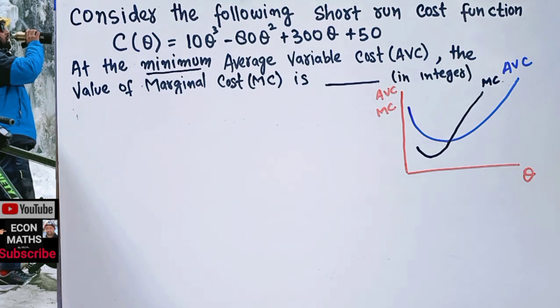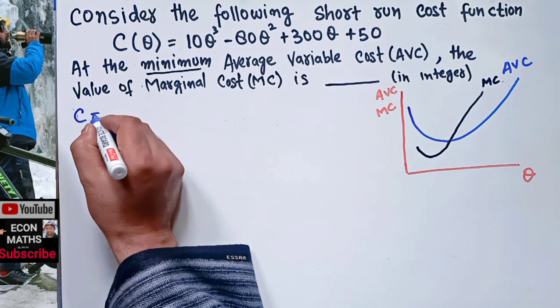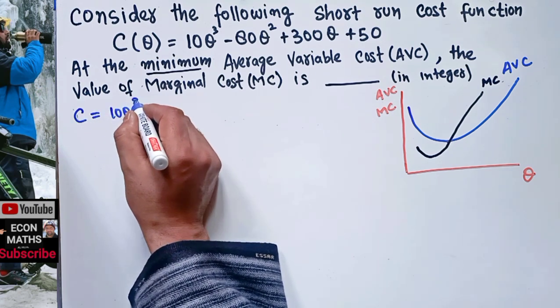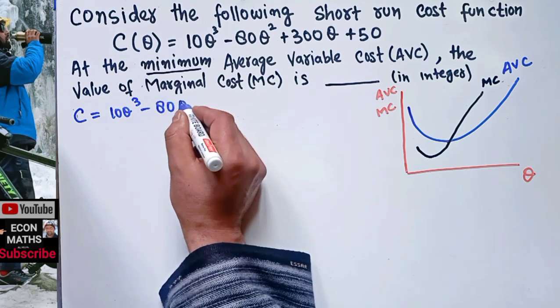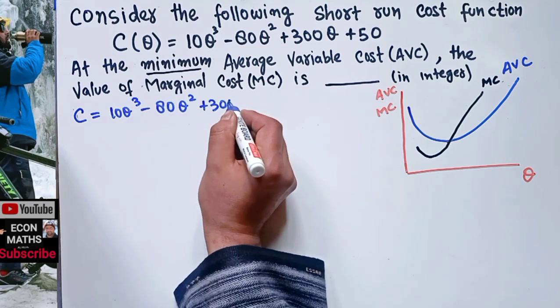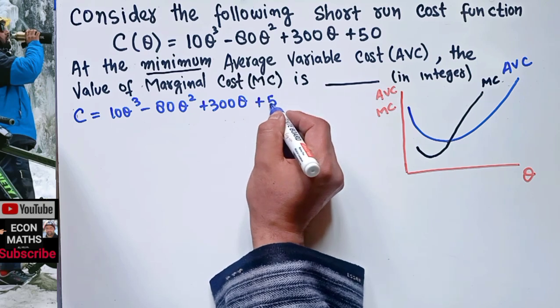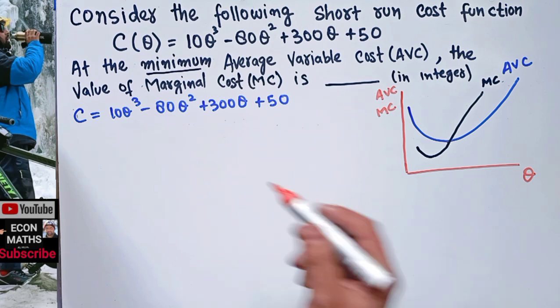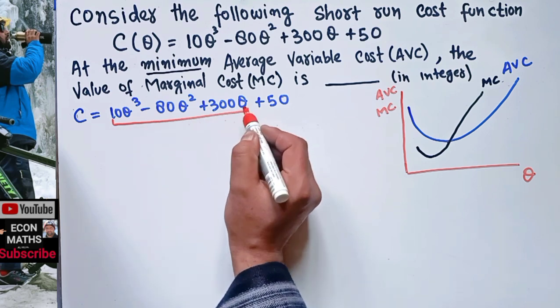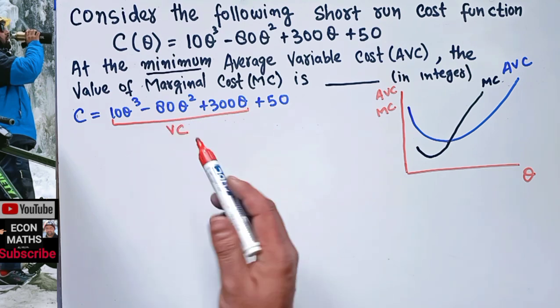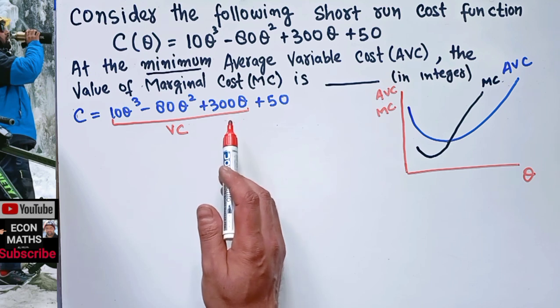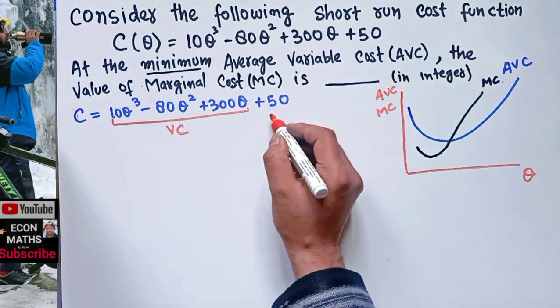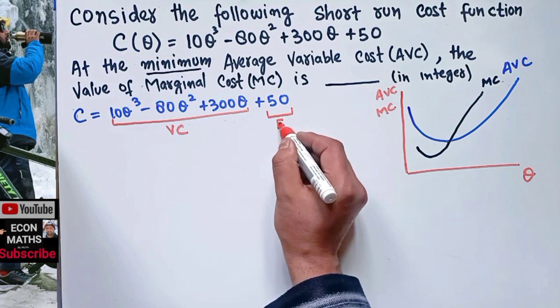Okay, let us see what we are being given. We are being given the cost function C is equal to 10q cube minus 80q square plus 300q plus 50. This is our total cost function. Let us see what is the variable cost and fixed cost here. The terms where q is involved are our variable cost, that very cost which changes with the change in output level, and this constant which is 50 here will be fixed cost.